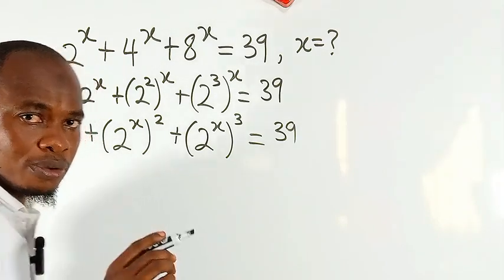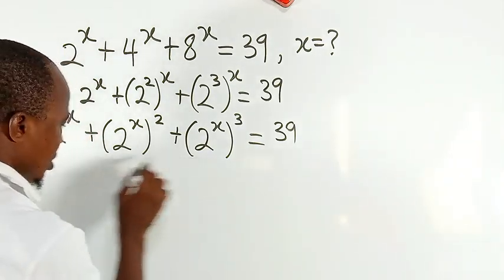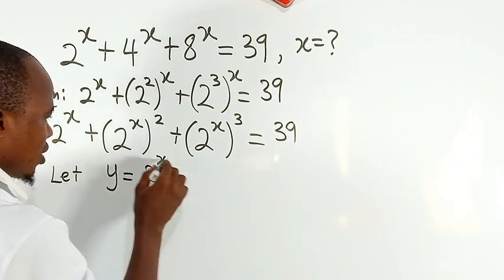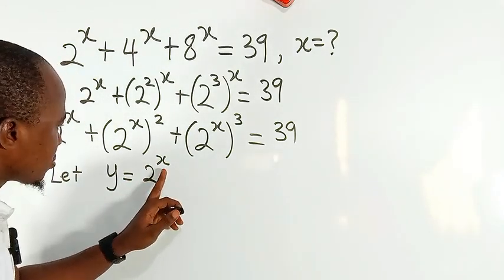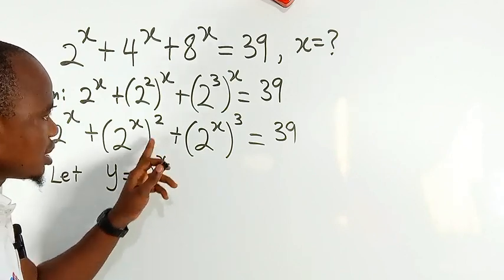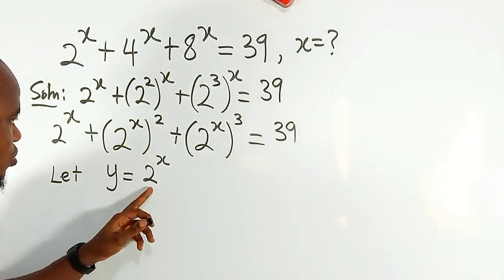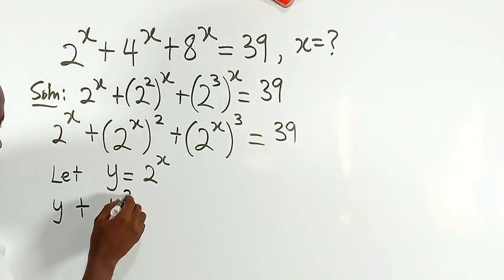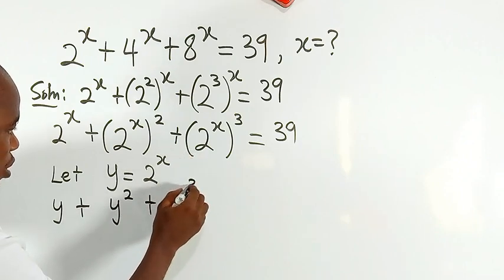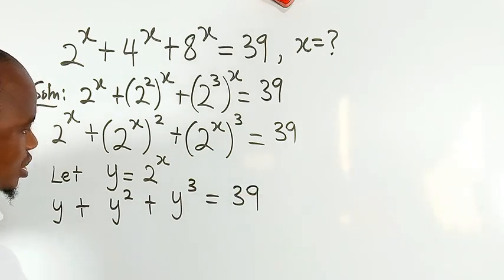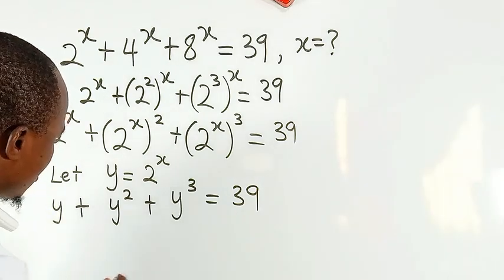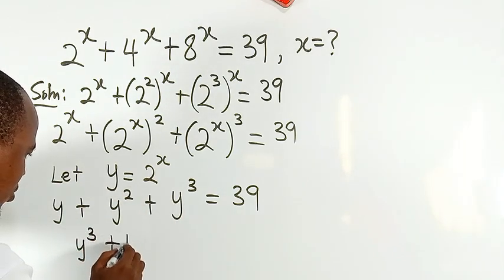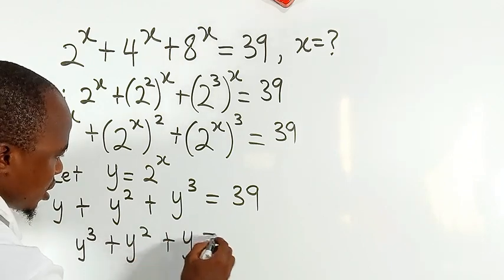So from there, anywhere we see, let y equal 2 to the power of x. So anywhere we see 2 to the power of x in this equation, you're going to replace it by y. So we're going to have y plus y to the power of 2 plus y to the power of 3, and everything is what? Everything is 39. Are you following? So the next thing we're going to do here, we can rearrange this to be y to the power of 3 plus y to the power of 2 plus y equals.